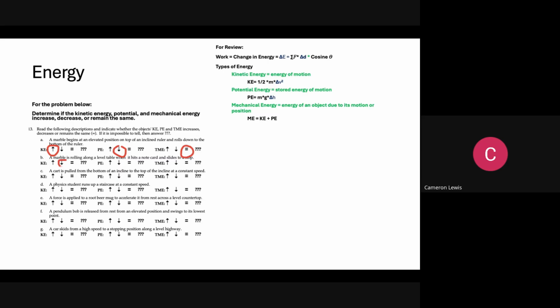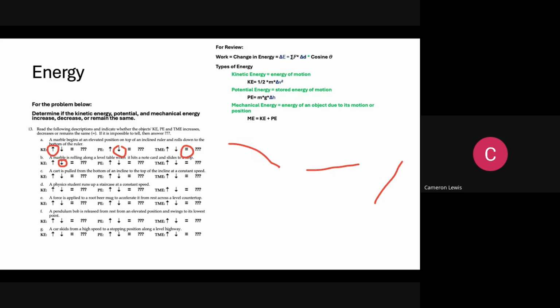Decreasing. So the kinetic energy is going to decrease because the velocity is decreasing. The mass is still the same, consistent, right? Now, with this potential energy, right? It's rolling along a level table, right? What does that mean, a level table? How does the table look? Does it look like this? Or does it look like this? Or does it look like this? Which one does it look like if the table is level?